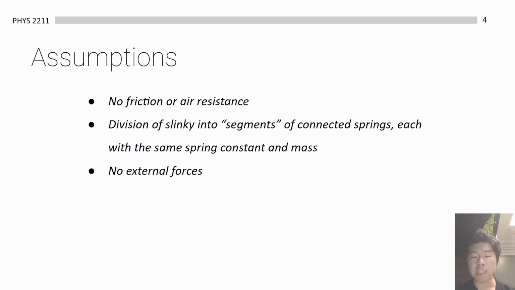We're going to begin with some assumptions for the model. We're going to assume no friction or air resistance, and we're going to divide the slinky into many segments of connected springs, each with the same spring constant and mass. We're also going to assume that there are no external forces.